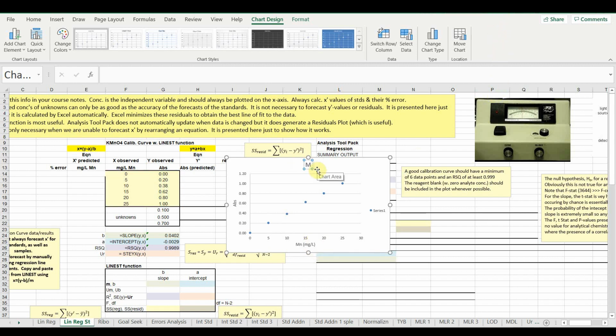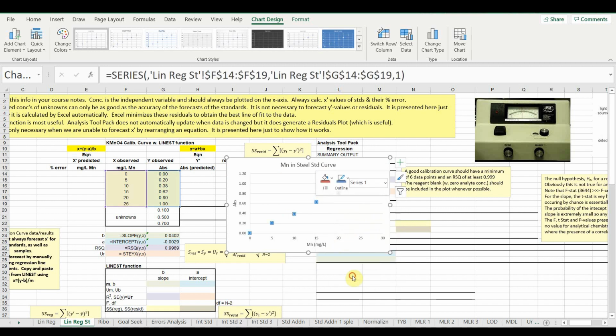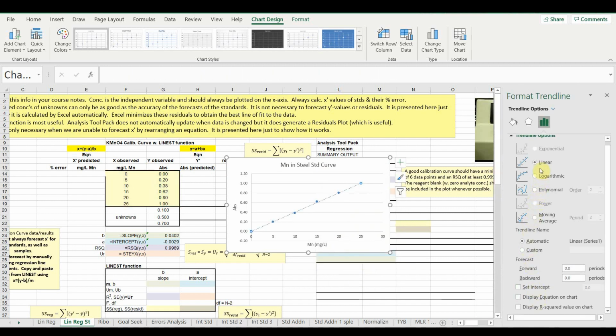And we'll call this manganese in steel standard curve. We'll get rid of the series legend title since there's only one data set. So right-click on any of the points, add a trend line, choose a linear trend line, display the equation on the chart, display the r-squared value.